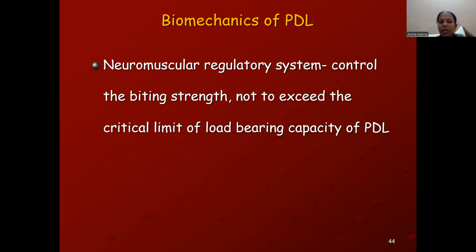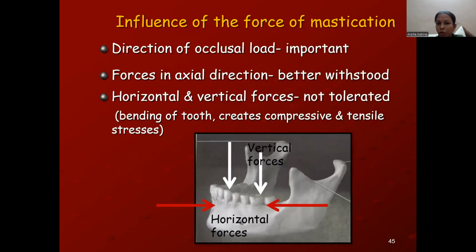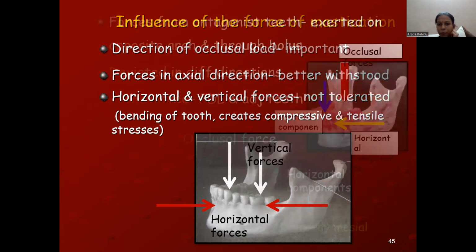Now, the periodontal ligament has its biomechanic activity. The neuromuscular system regulates and controls the biting force so as not to exceed the critical limit of load bearing capacity of the PDL. The direction of occlusal load is important. Force in axial direction is better withstood than horizontal forces, which are not tolerated because of the bending of the tooth that creates compressive and tensile stress.